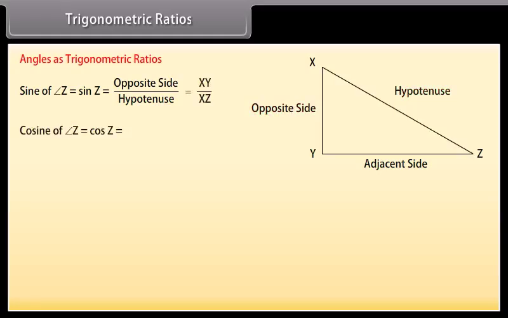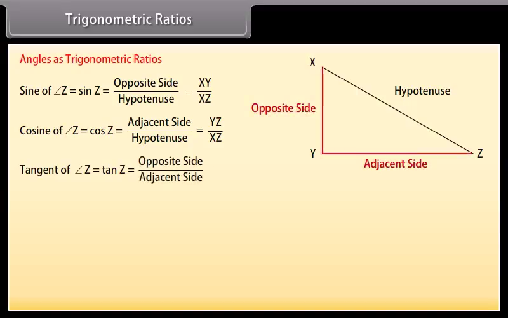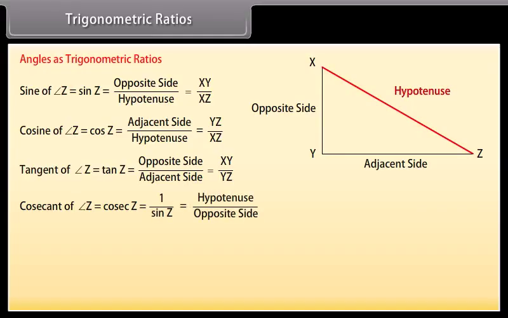Cosine of angle Z is equal to cos Z, which equals adjacent side upon hypotenuse. Tangent of angle Z is equal to tan Z, which is equal to opposite side upon adjacent side. Cosecant of angle Z is equal to cosec Z equals 1 upon sine Z equals hypotenuse upon opposite side.